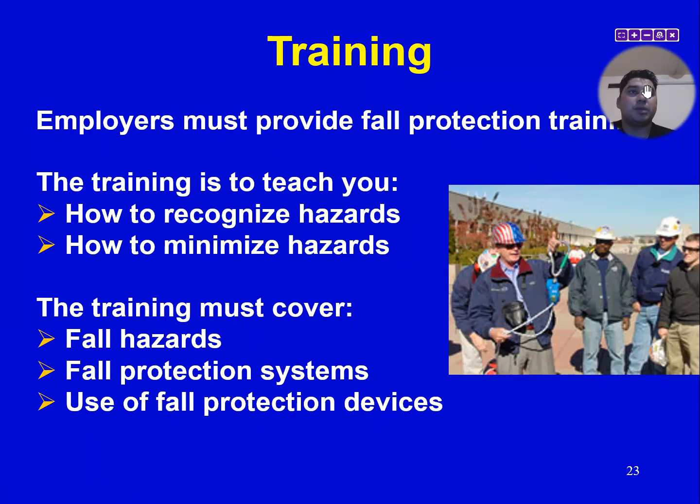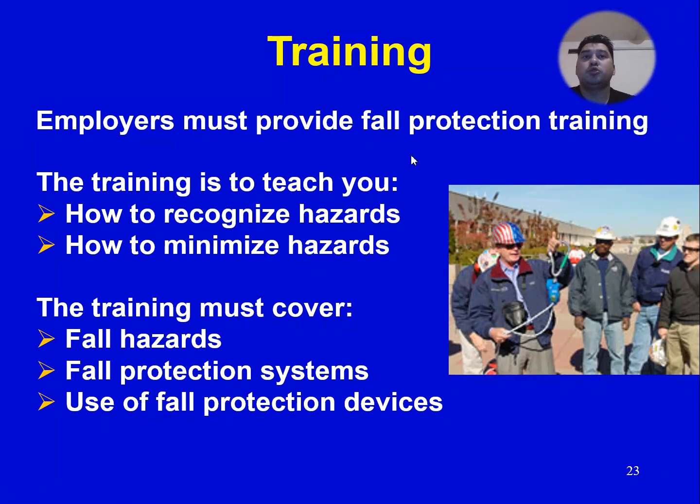Training. Training is one of the most important things you can use to control fall related injuries. The employer must provide fall protection training. The training is to teach you how to recognize hazards and how to minimize them. So the people using a personal fall arrest system or other fall protection system must know how to recognize the hazards, how to minimize them, and how to use the control measures.